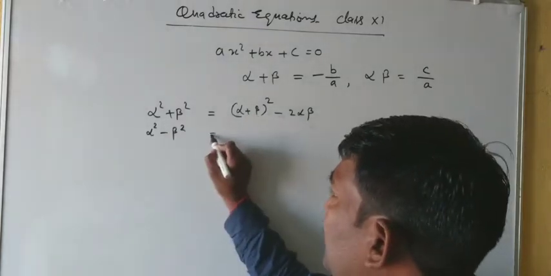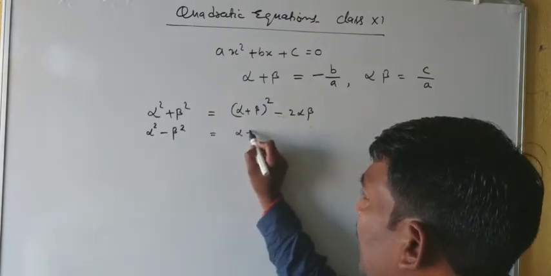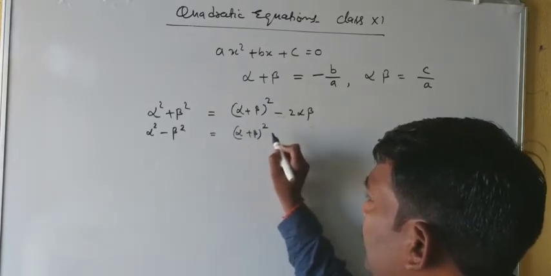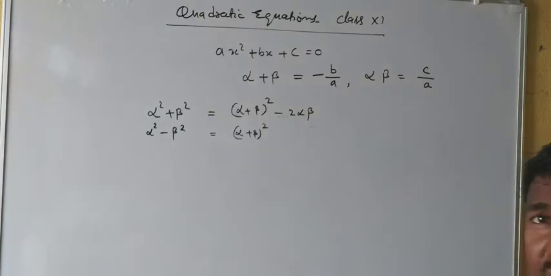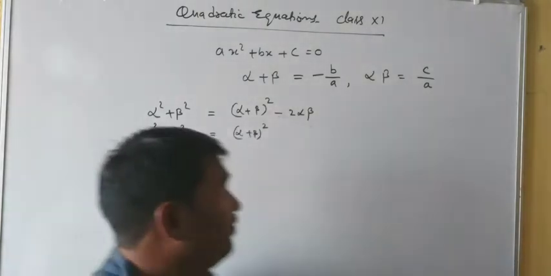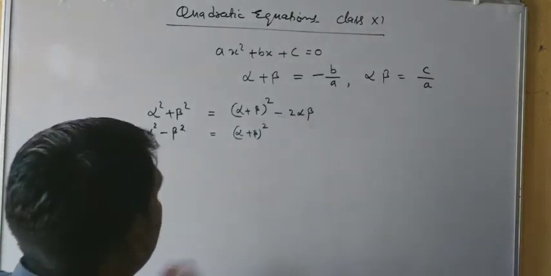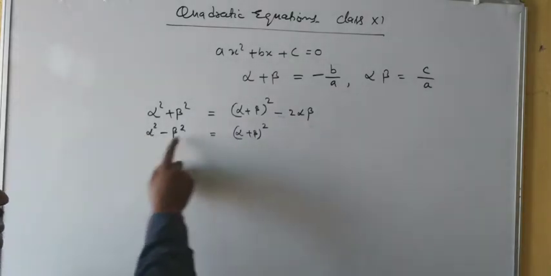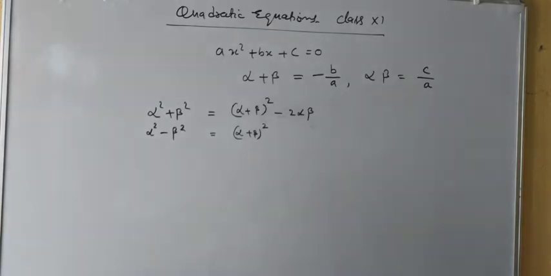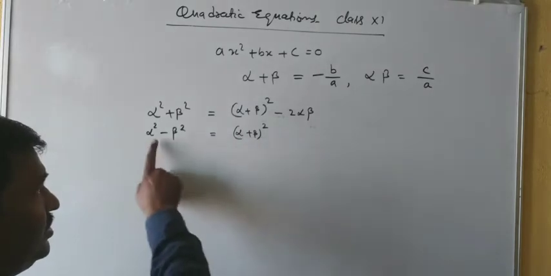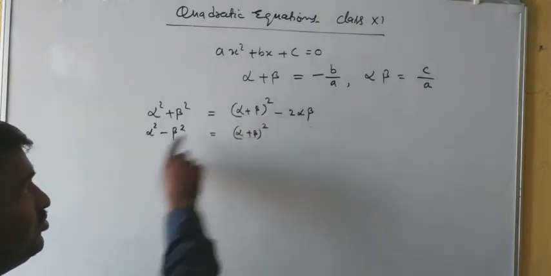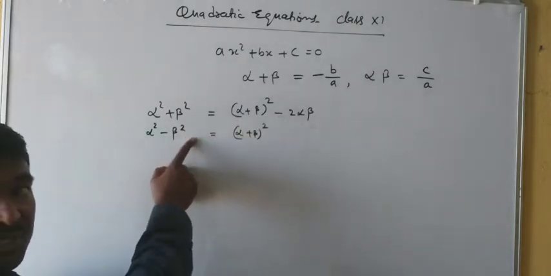And if you have to find this one, then again alpha plus beta whole square. So from here you will get alpha square plus beta square plus 2 alpha beta. But here you have to find alpha square minus beta square. Then how will you find it? So you cannot do it this way, since here it will give you alpha square plus beta square, but you have to find alpha square minus beta square.